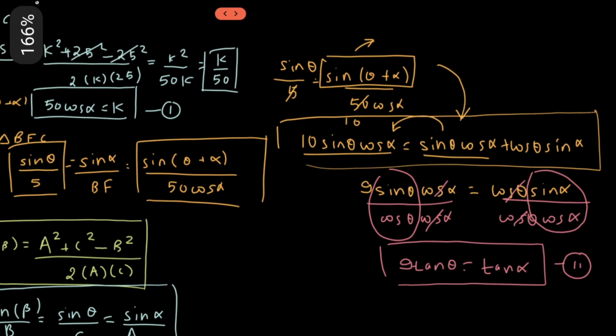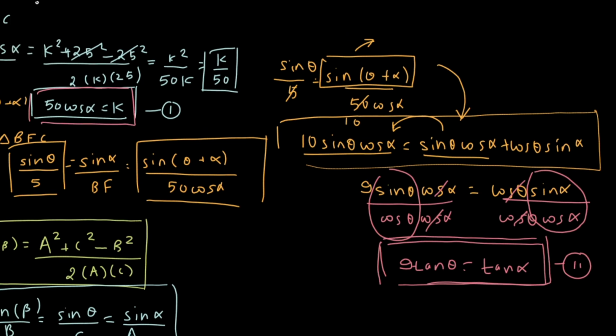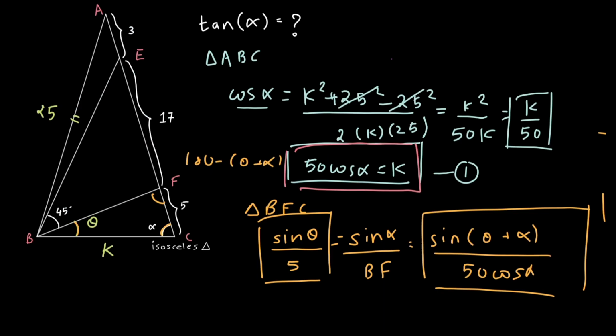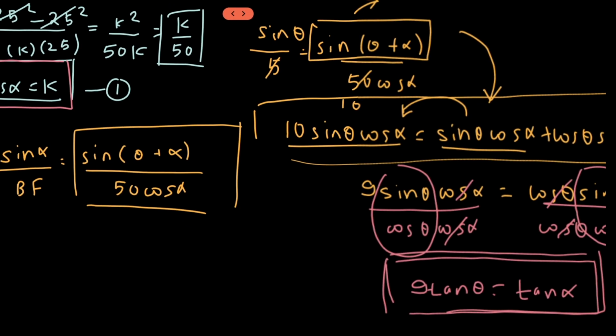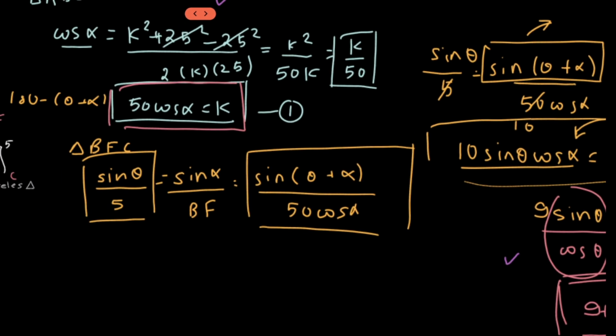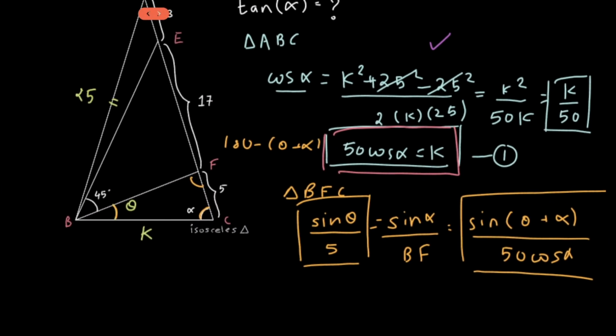The first important equation was k equals 50 times cos alpha. Now we have the second important equation that tan alpha is equal to 9 times tan theta. Okay, so far so good. We used the cosine rule to get equation number 1. Then we used the sine rule so as to get our equation number 2. Now the final step, I will again use the sine rule.